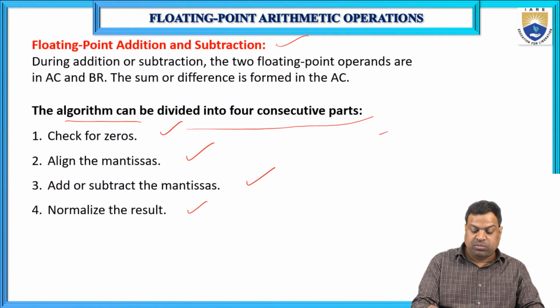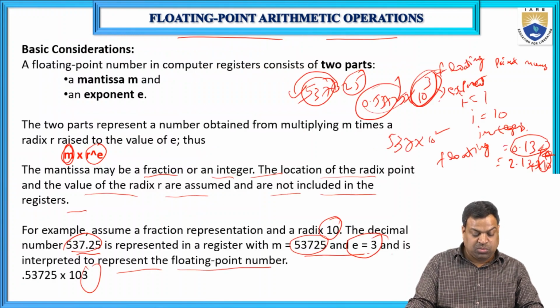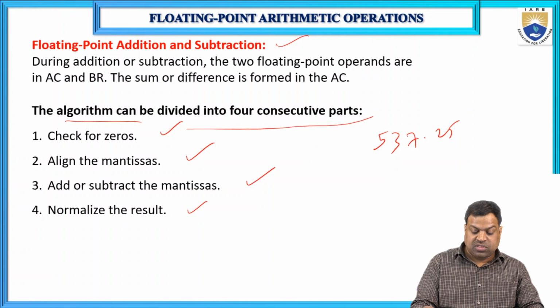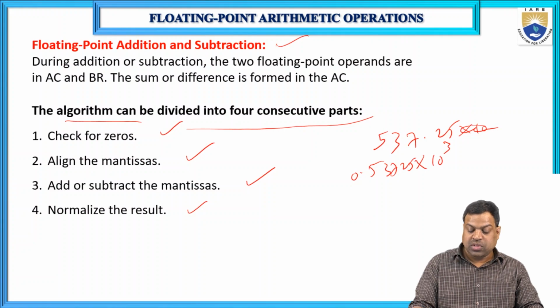So if I am taking 537.25, as in the previous example. Okay. Next, align the mantissa. Is there an align mantissa? If aligning the mantissa is there, not. 0.53725 into 10 cube. Mantissa and exponent.